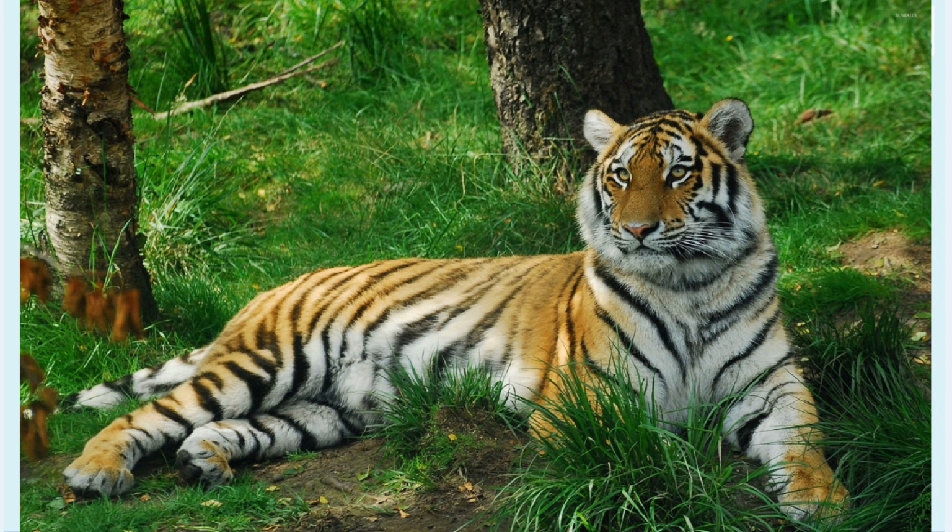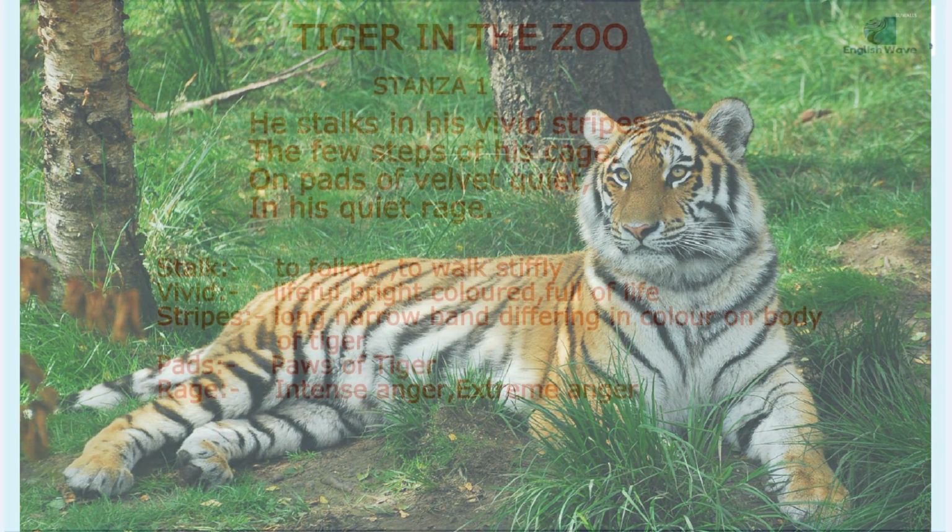The poet wants to convey to all humankind that the tiger should be in the forest, in its natural home, not in a cage. So let's go stanza by stanza to understand this point. Let's see the first stanza.